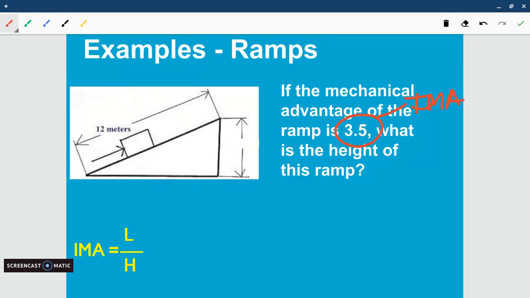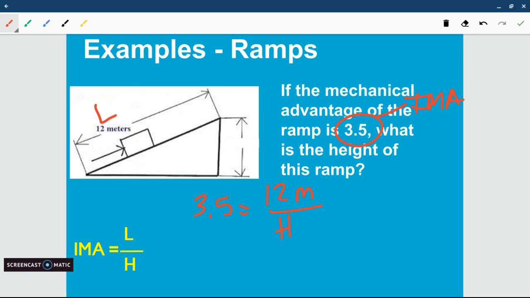And it shows you here 12 meters, and that is the length of the ramp. So we need to find the height of the ramp. So I know that 3.5 is equal to 12 meters over height.